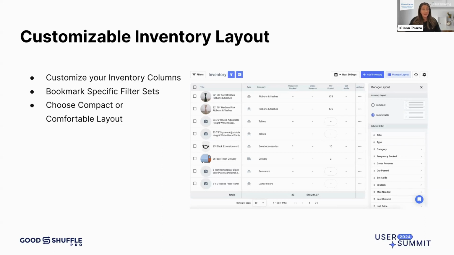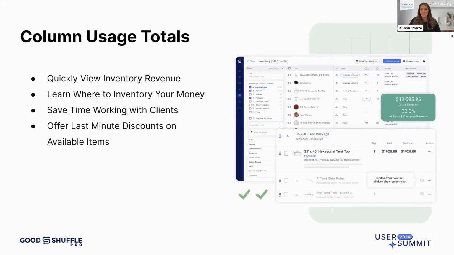And we have one more inventory change that Brandon is going to talk about, column usage totals. All right. So in that manage layout panel that Alison was just mentioning, you'll notice a section of inventory columns labeled usage and revenue. These are special columns that give you usage-based data about your inventory items. So we'll dive a little bit into this data, but overall, this data can help you make important decisions about your business and where to invest your money.